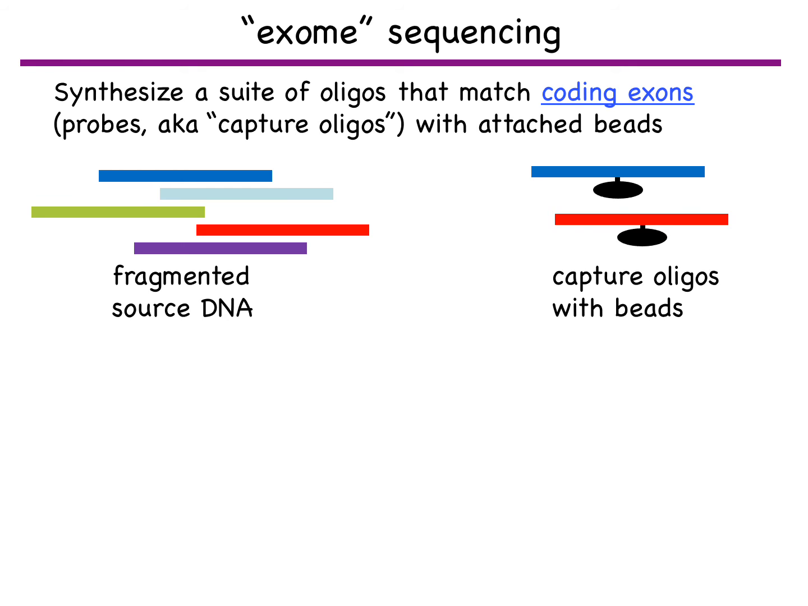The way this works, in a simple, straightforward explanation, is you just synthesize a suite of oligos that happen to match all the coding exons. This suite of oligos that match the coding exons are also known as probes or capture oligos. And you synthesize these capture oligos with some sort of bead attached to them that allows you to actually retain them and wash away the sequences that you don't want. So let's say these capture oligos have magnetic beads on them, for example.